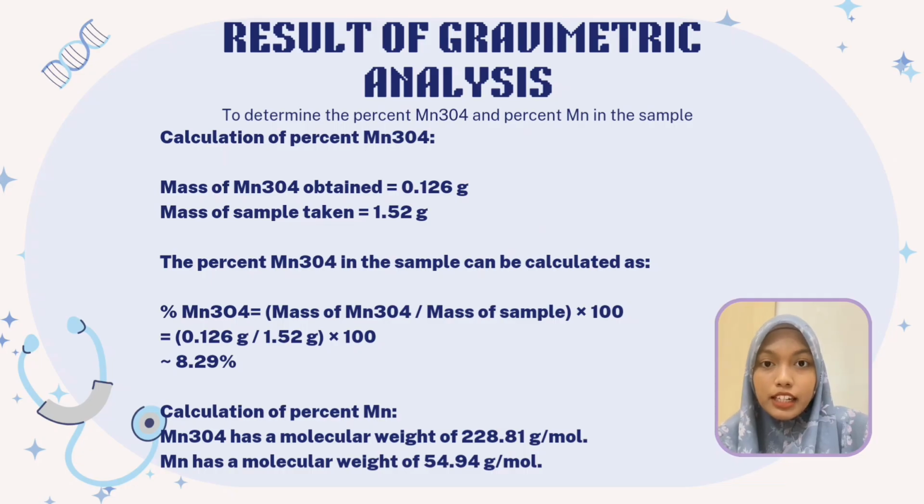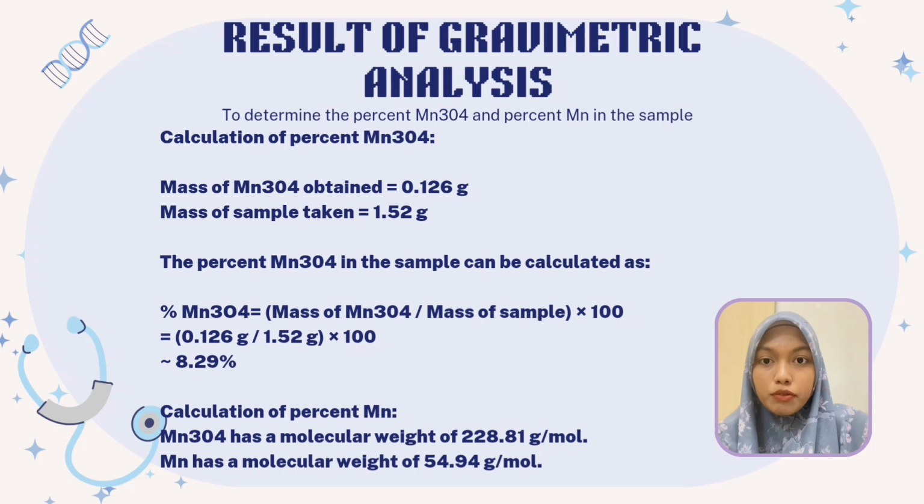We calculate the percent of Mn3O4. Given the mass of Mn3O4 obtained is 0.126 gram and the mass of sample taken is 1.52 gram. So the percent of Mn3O4 in the sample can be calculated as percent Mn3O4 equals mass of Mn3O4 divided by mass of sample times 100, and we got 8.29%.